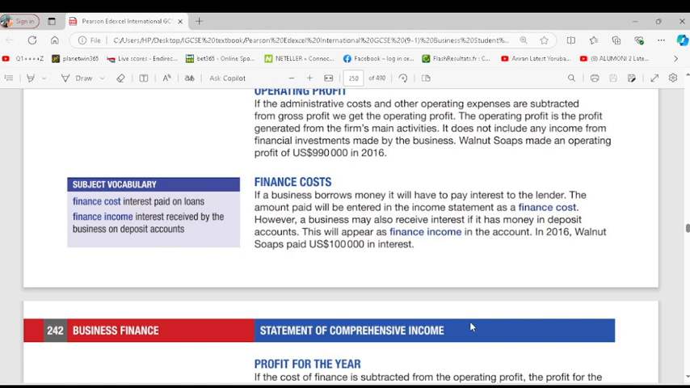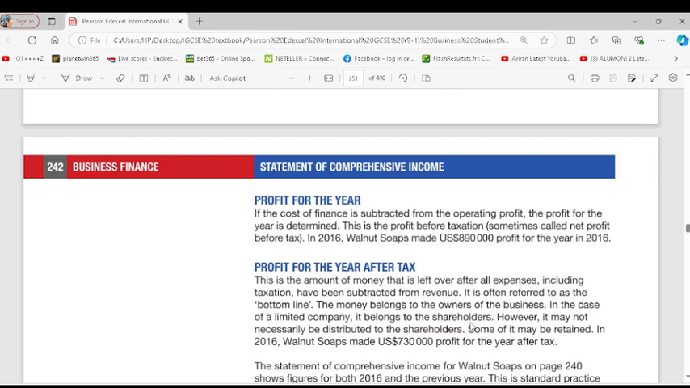Is it clear, please? It's the interest that I have to pay, because you take a loan. Clear? Profit for the year. It is the cost of finance which is deducted from the operating profit. So the operating profit minus your cost of finance, that means gross profit minus all overheads. That is your profit for the year.